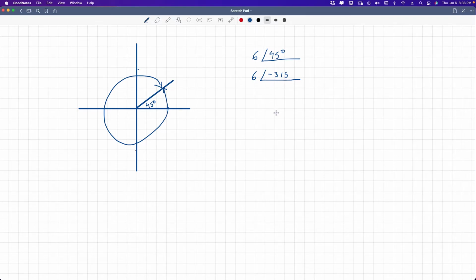Why is it a negative 315? Because all the way around would be negative 360. So negative 360 plus 45, stopping 45 short, is equal to negative 315. So when you measure from this direction around, it's just a negative degree. Whatever is in here, you add it to negative 360, and you get the opposite.